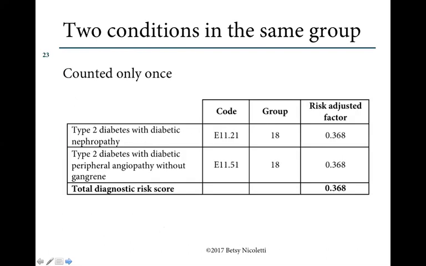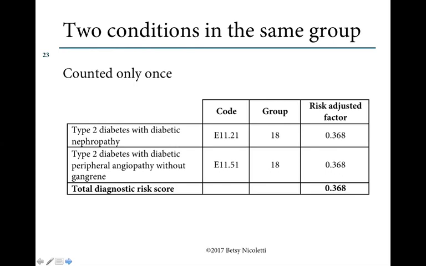All right. So if you've opened up the Word handout, I've moved on to the top of page 10. So here's an example where two conditions in the same group are counted only once. Here's a patient with type 2 diabetes with two different complications. Remember I said if a patient has a chronic condition and the word with is in it, we want to make sure we're using that condition if that describes the patient's condition. If the patient had 5 complications of diabetes, it still only counts once. So here we've got type 2 diabetes, we've got the code for it, E11.21. It's in group 18, and the risk-adjusted factor, or the HCC weight, assigned to group 18 is 0.368.